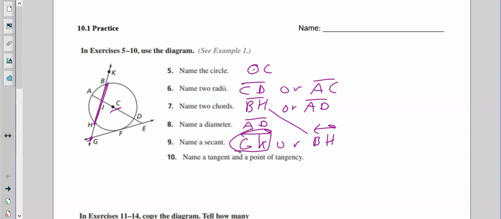That's the one that's outside. So again, you could use any one of those 3 letters. Most people use the outside letters, GE, but GF would be appropriate as long as you put these arrows over it. And the point of tangency is that F, where it touches the circle.